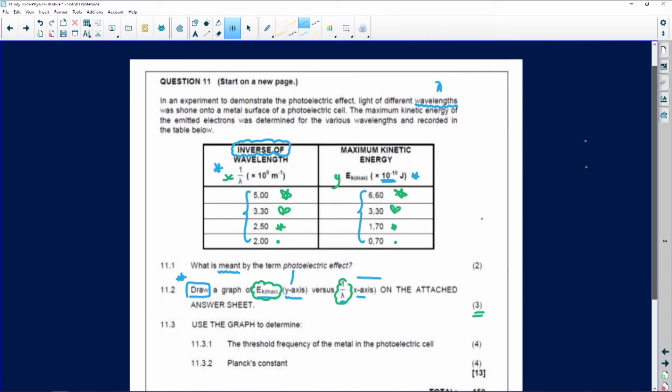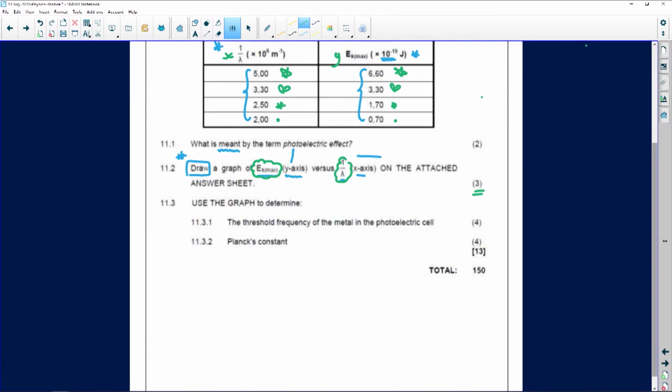Now let's see what is then expected of us from the graph that we're given. In capital letters, it says we must use the graph. This means do not go and calculate things that are not there. Then we have 11.3.1. It says use the graph and calculate the threshold frequency of the metal in the photoelectric effect. Now remember, the threshold frequency is f0, and remember the threshold frequency is the minimum frequency that is required to then eject the electron. But what did they tell us? We need to use the graph.